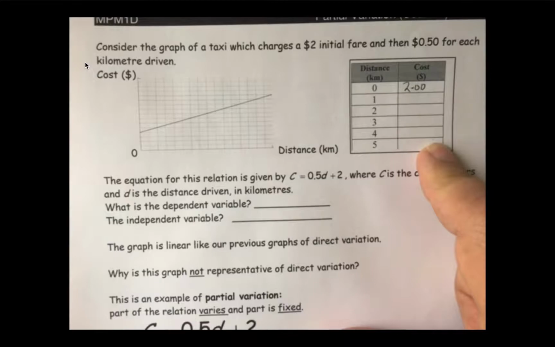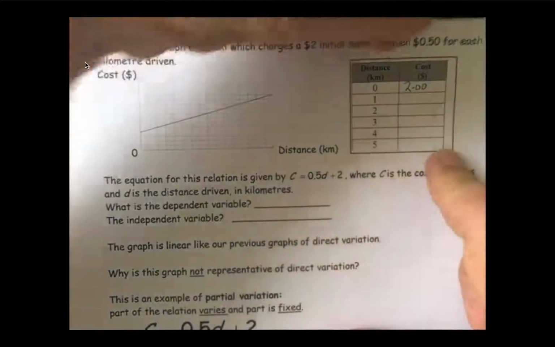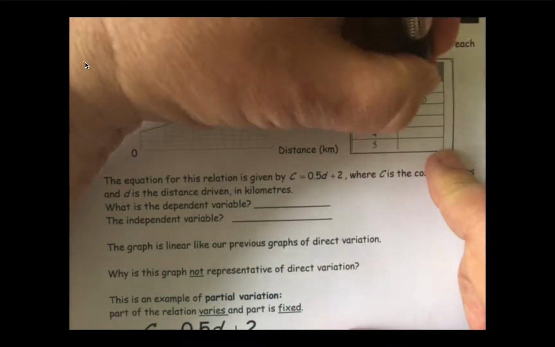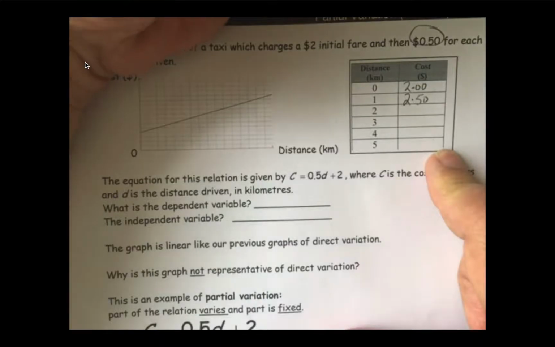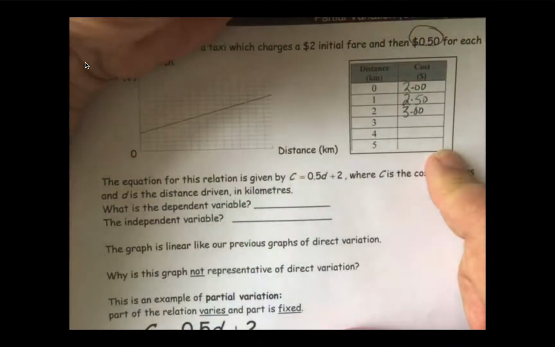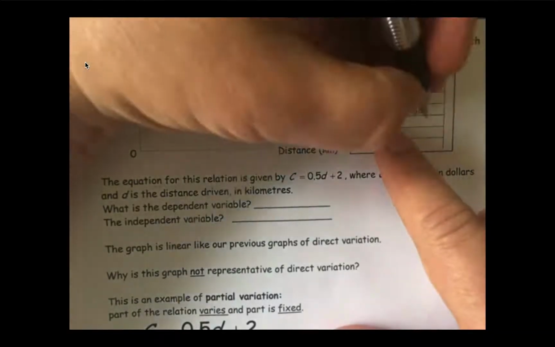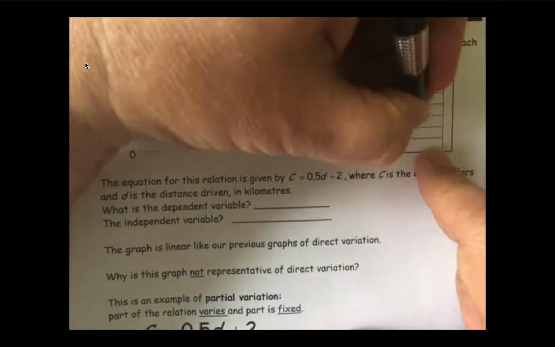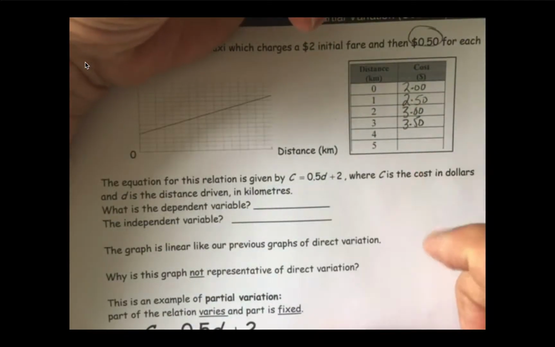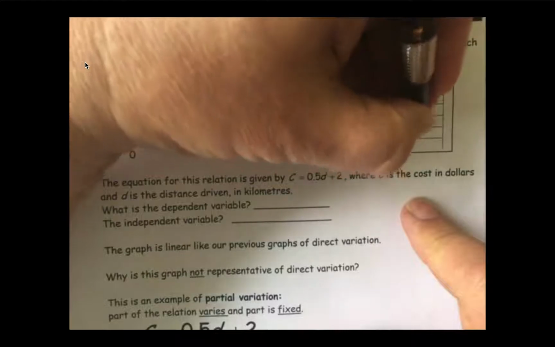But as we go 1 kilometer along, we're going to have to add 50 cents, because that's what it says in the description right here. So that's going to give us $2.50. Then we go another kilometer and there'll be another 50 cents, so that goes up to $3. And another kilometer still, till we get to 3 kilometers, so we add another 50 cents and we're at $3.50. As you can see, it's increasing by 50 cents each time, so that's going to give us $4, and then $4.50.